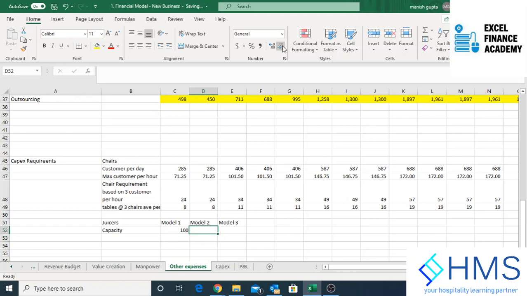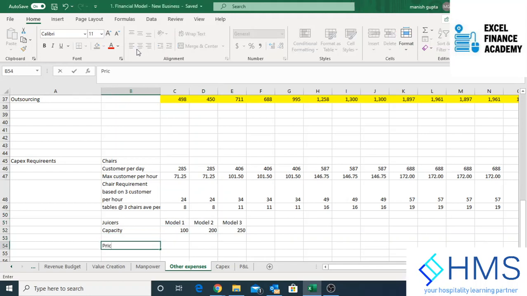Model 2 can give me 200 portions per hour. Then model 3 is going to give me 250 portions per hour of all my fresh juice or blender or whatever is my requirement. The price it's going to cost me is, let's say, $2,000, then $3,000, and this one $3,500.